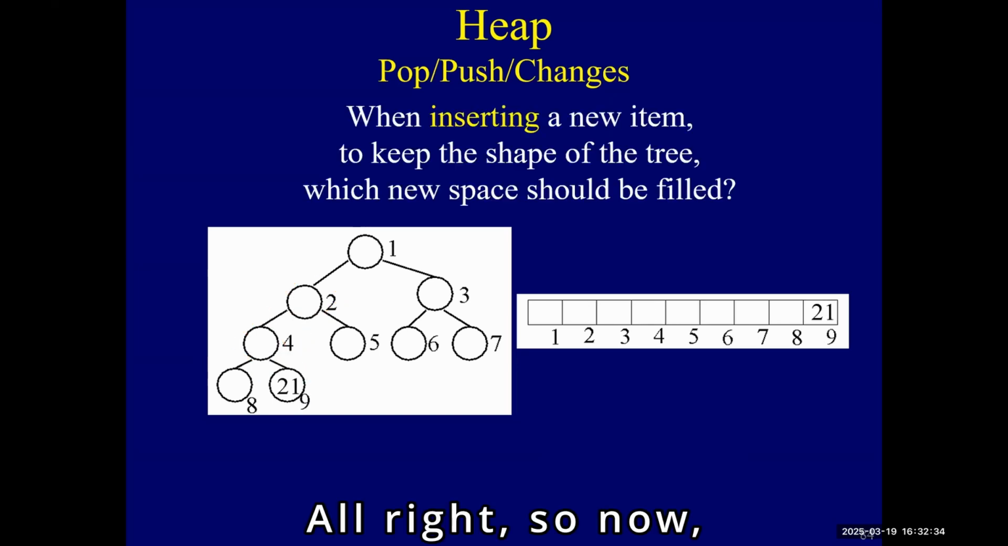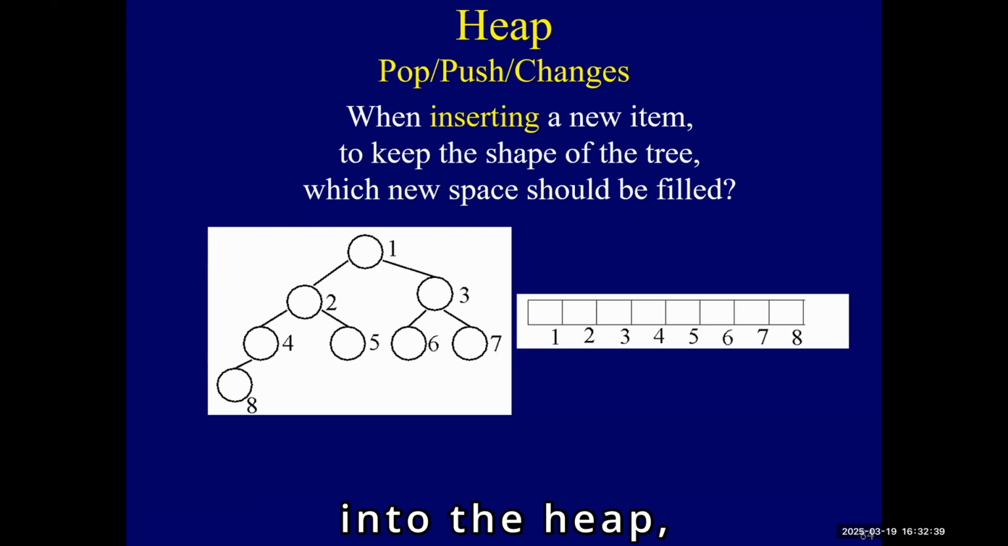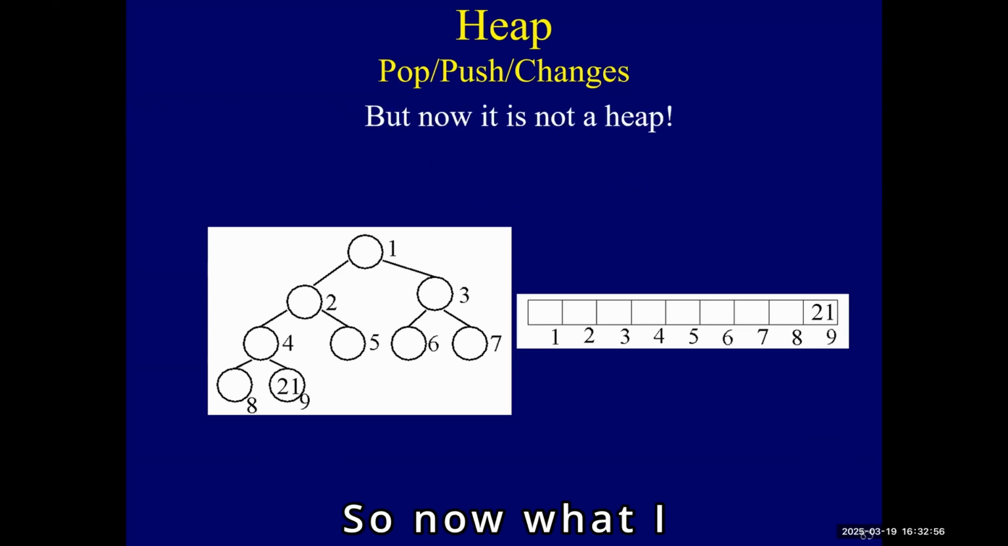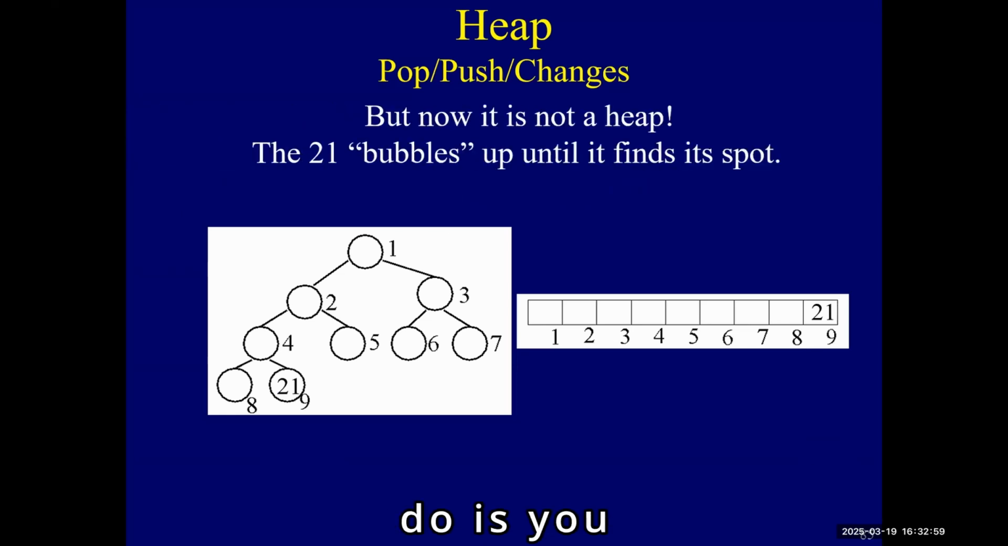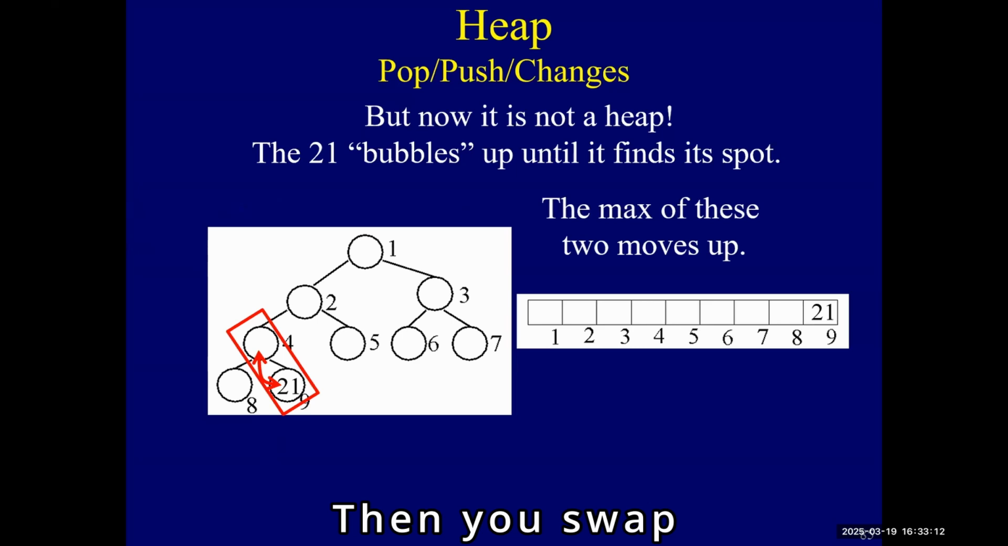All right. So now what are we doing? Somebody comes along and inserts somebody into the heap. They want to say, hey, I want to put 21 in. New guy arrives. So where do you put him? Again, to keep the shape, you put him there. But now he might be too big. So now what you do is you bubble him up. Now you don't have to compare him to the 8, but you compare him to the guy up there. And if the guy up there is bigger, then you swap.